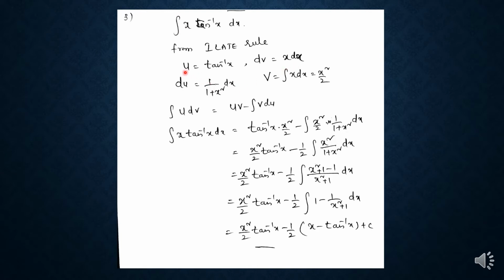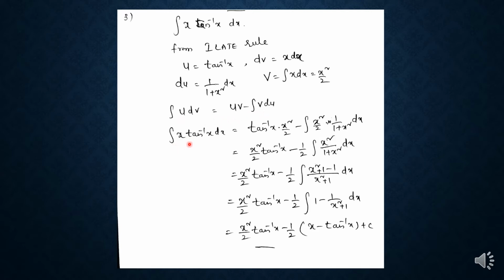Now find the derivative of u. du is equal to d by dx of tan inverse x, which is 1 by 1 plus x square dx, and by integrating dv we will get v is equal to integral x dx, that is x square by 2. Now by using the integration by parts rule, integral u dv is equal to uv minus integral v du.